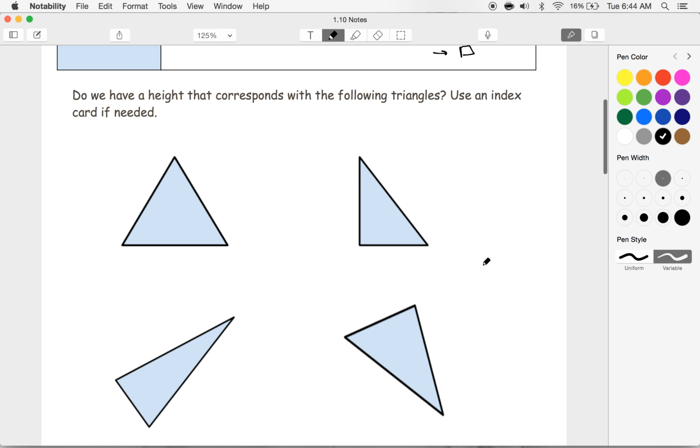Do we have a height that corresponds to the following triangles? Use an index card if needed. So if this is going to be my base, I can draw this straight down, and then there's my height. If I make this my base, here's my 90 degree, and this is my height.